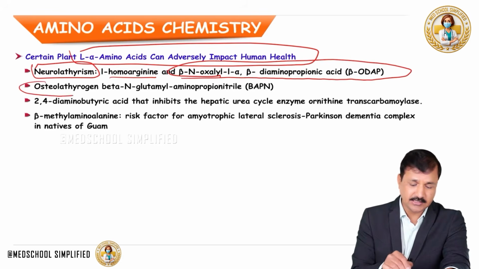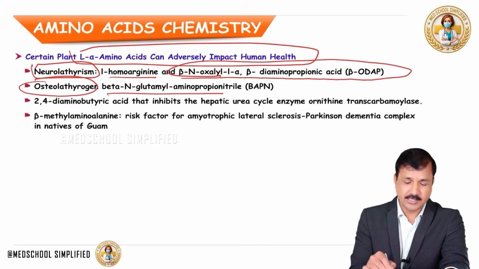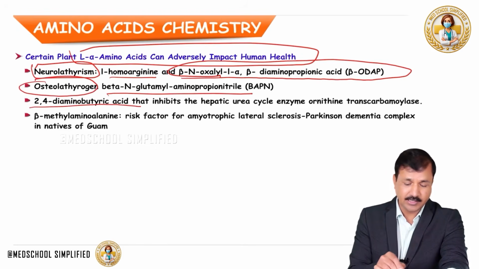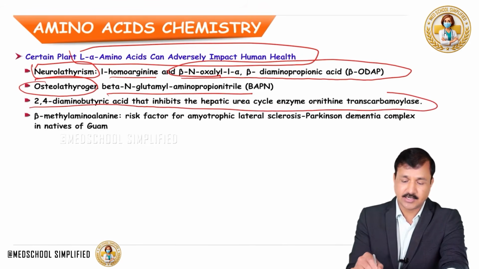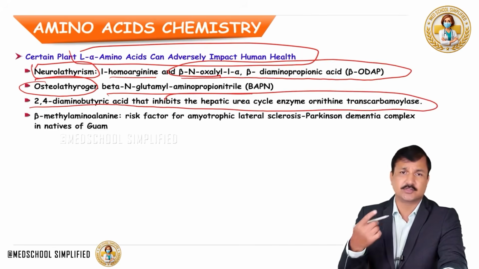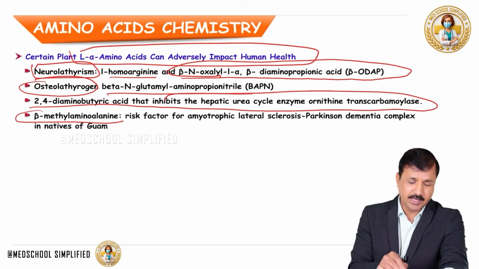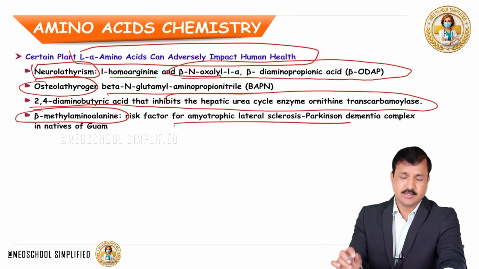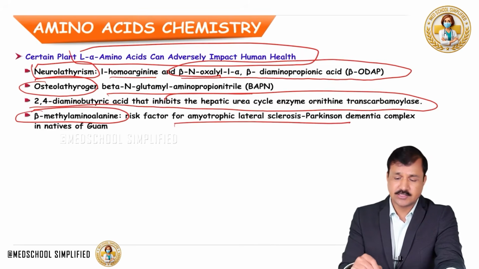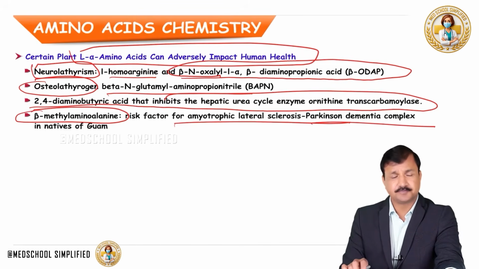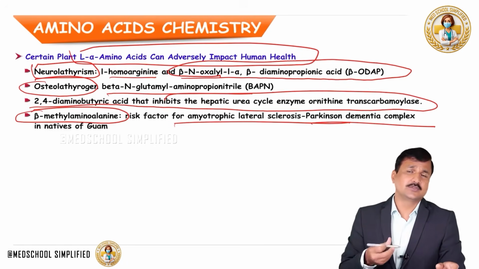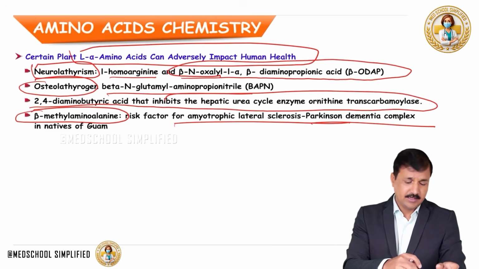And then we have osteolathyrism, with the osteolathyrogen beta-N-glutamyl aminopropionitrile. And then 2,4-diaminobutyric acid, which inhibits the hepatic urea cycle and the ornithine transcarbamylase enzyme in the urea cycle, leading to hyperammonemia and neurological issues. And then we have beta-methylaminoalanine, which is a risk factor for the development of amyotrophic lateral sclerosis, Parkinson dementia complex. So these are the names of some of the chemicals that can lead to certain neurological issues.